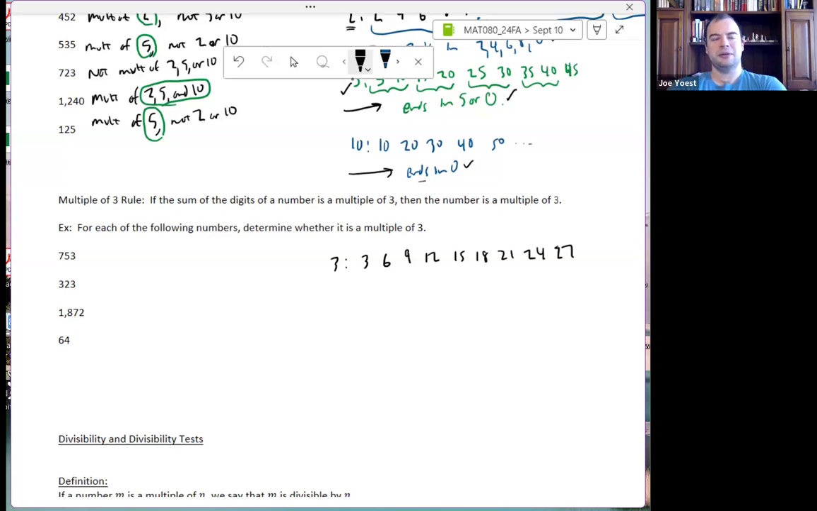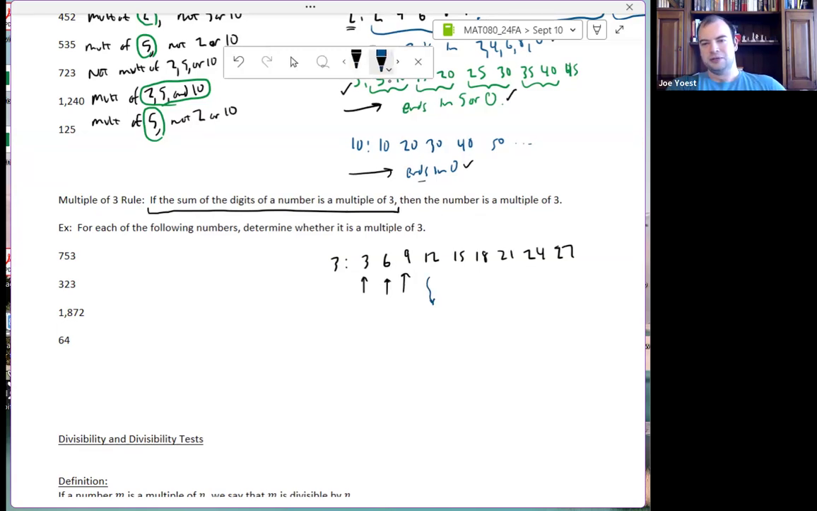It's pretty hard to find a pattern for the threes, but it turns out that there is a pattern: if the sum of the digits of a number is a multiple of 3, then the number is a multiple of 3. So I can see easily that say 3, 6, and 9 are multiples of 3. Those are easy for me to tell. 3 times 1, 3 times 2, 3 times 3. I can just figure that out.